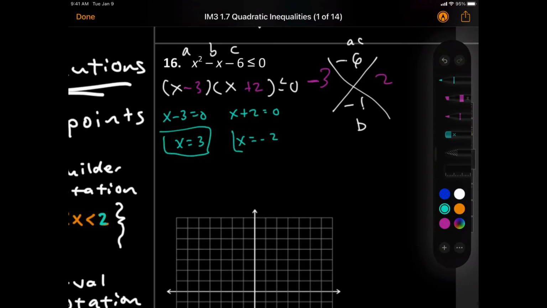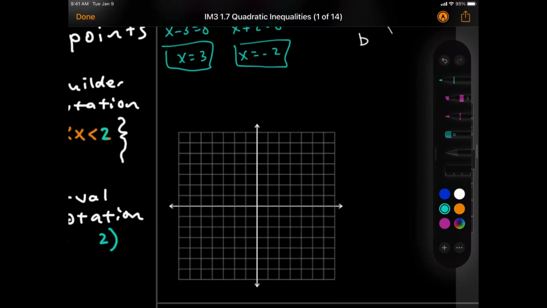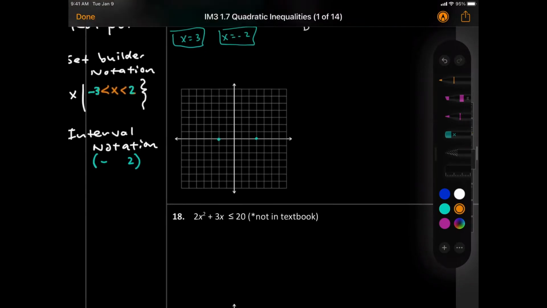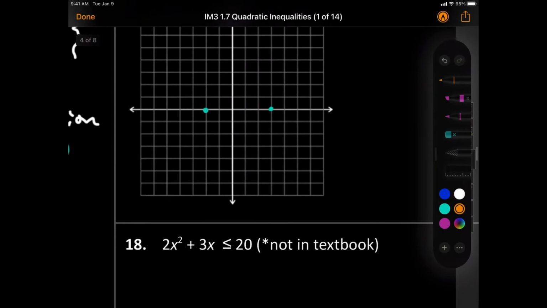Okay, what we've done so far is we've just solved. So let's go ahead and put that on our graph, and let's get some other pieces that we might know. My C value is -6.